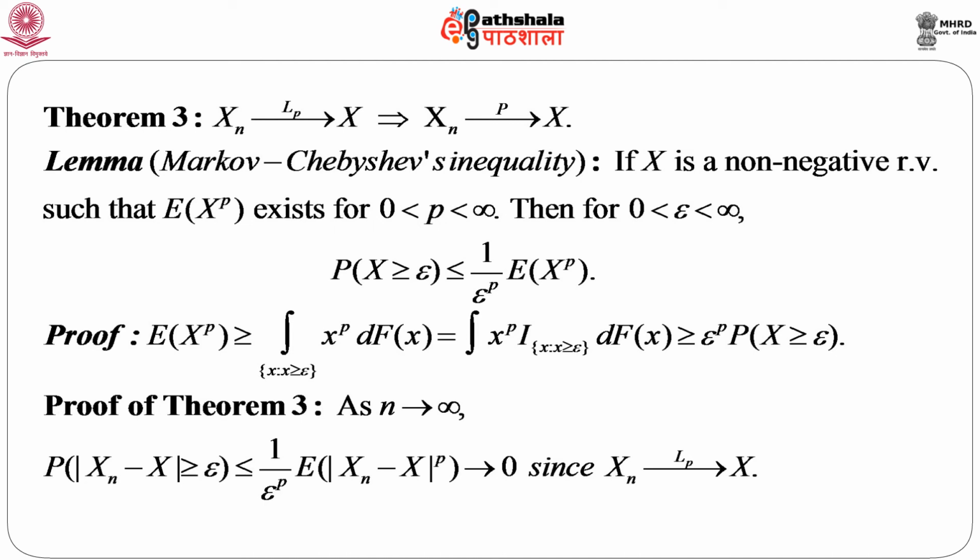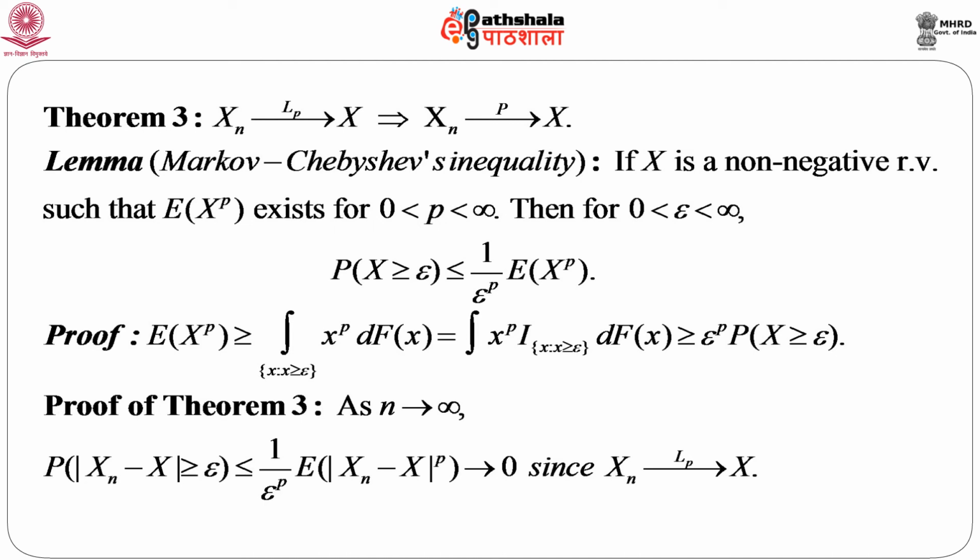So, we start from the expectation of x to the power p, which is greater than or equal to the integral not over the full range, but over the partial range, that is x greater than or equal to epsilon, of x to the power p f(x) dx, which is naturally greater than or equal to epsilon to the power p times the probability that x is greater than or equal to epsilon, and hence the proof of Markov's inequality.